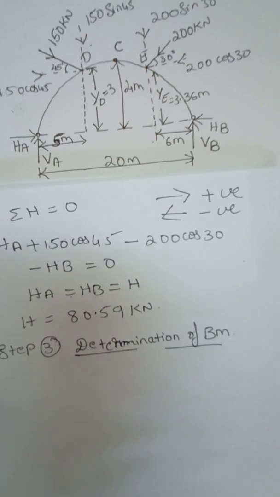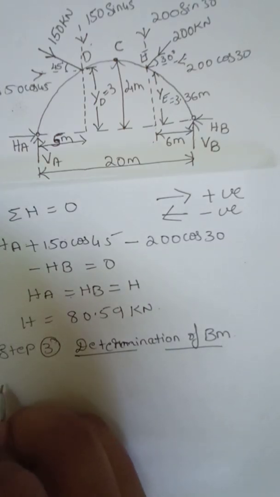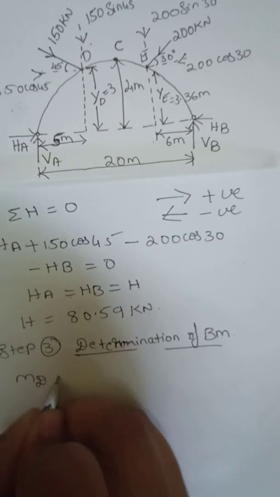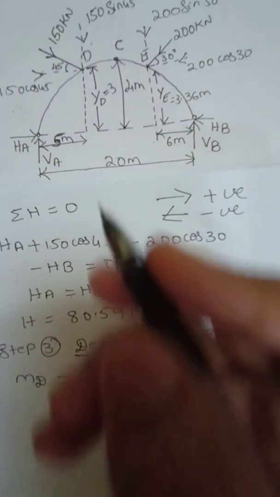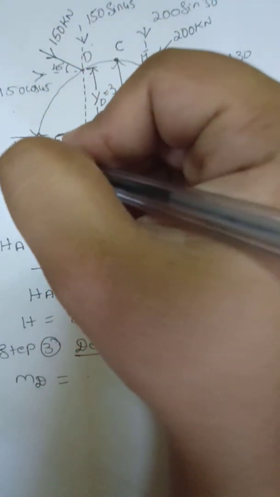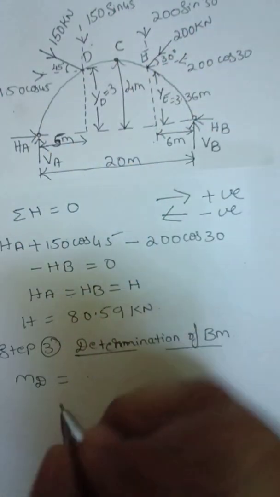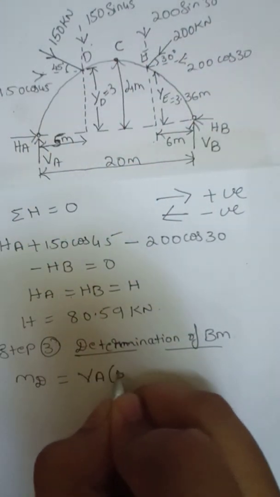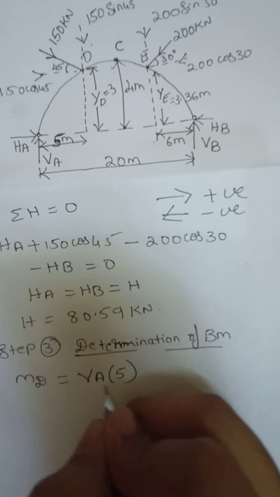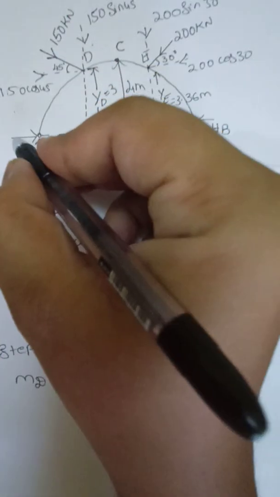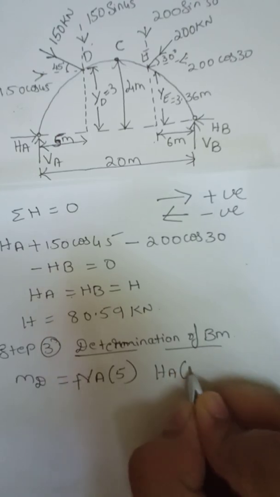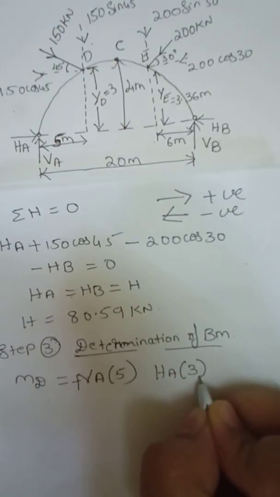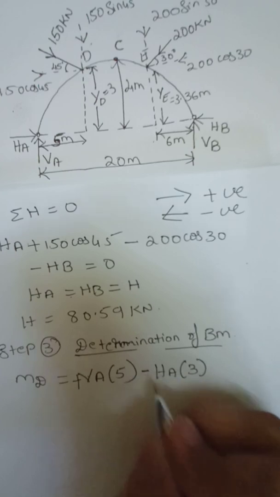We are supposed to determine the bending moment exactly at points D and E. Firstly, if I consider the moment about D, MD is equal to, I start from A, because A is the nearer end. So VA into 5, which is acting in the clockwise direction, considered positive. Next, HA into YD, where YD is equal to 3, and it is acting in the anti-clockwise direction.